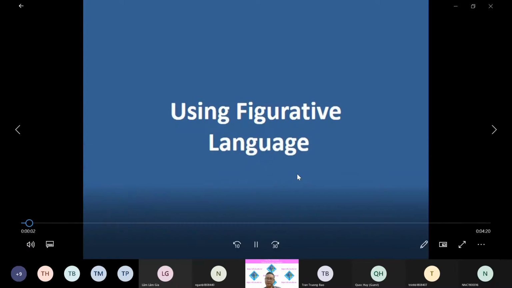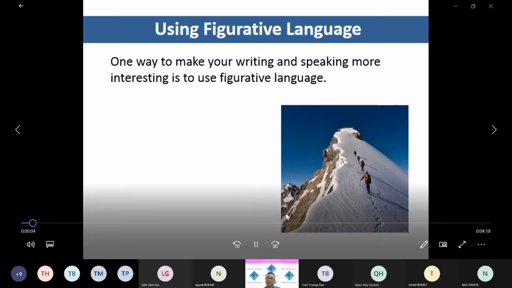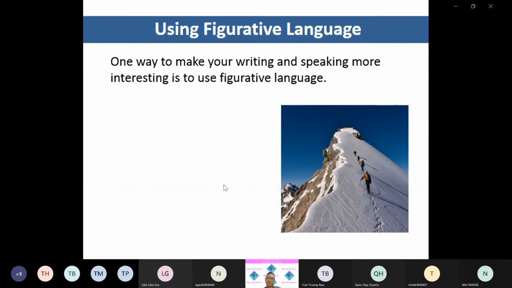Using figurative language. One way to make your writing and speaking more interesting is to use figurative language. Let's look at an example. Learning English is like climbing a mountain.